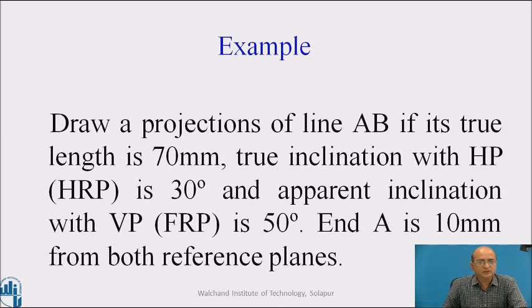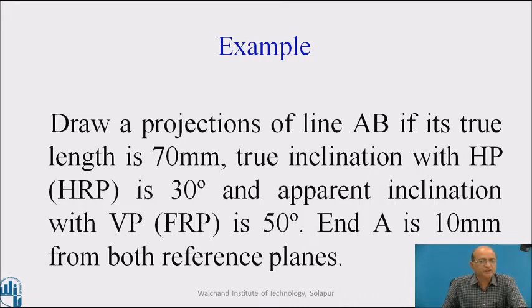We'll consider this example in which the question is given as: draw the projections of line AB if its true length is 70 mm, true inclination with HP (HRP) is 30 degrees, apparent inclination with VP (FRP) is 50 degrees, and endpoint A is 10 millimeter away from both the reference planes.